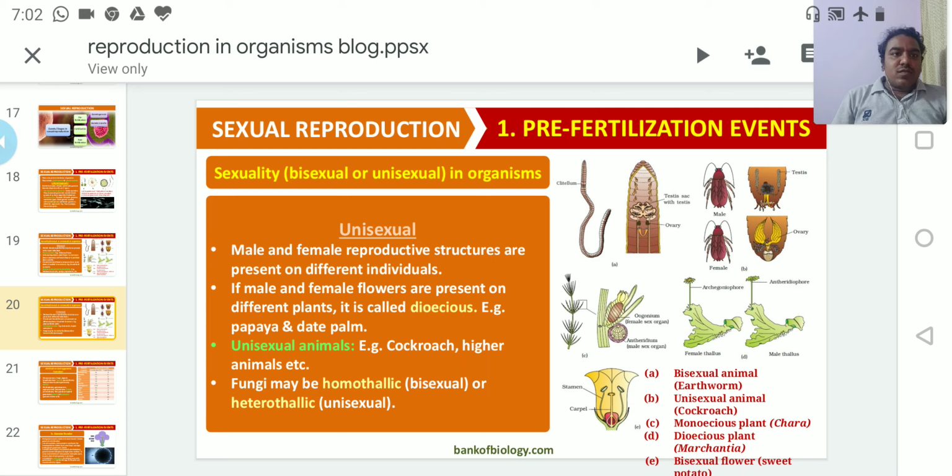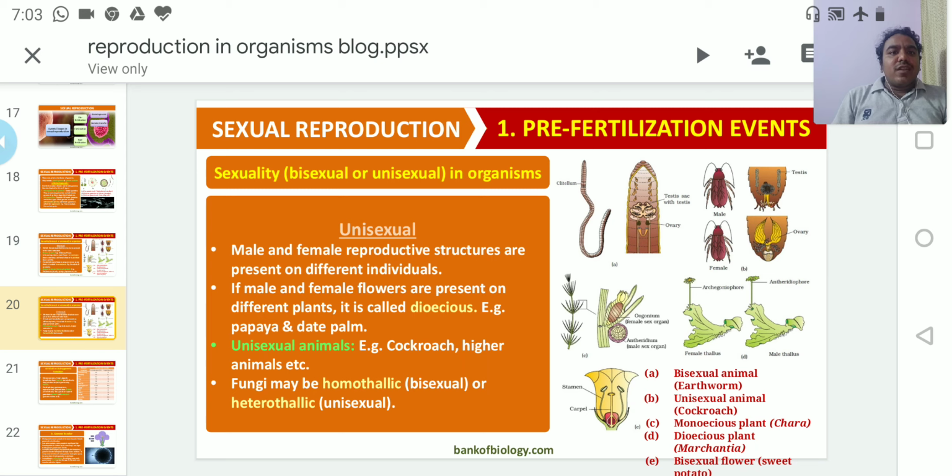You can see it in the earthworm. Reproductive structures, we studied last year in the chapter on structural organization in animals. In cockroaches also, and if you take an example of Chara, and lower level organisms like Marchantia, we can see they are different. That means male reproductive structures are different and female reproductive structures are different. But in the case of Chara, both male and female reproductive structures are present in the same plant.